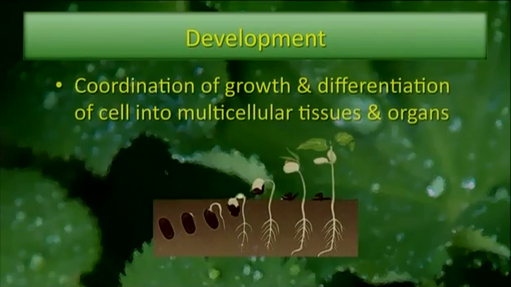Now, development. Development is the coordination of growth and differentiation of the cell into multicellular tissues and organs. So what regulates development? What determines where and when growth and differentiation occurs? It depends on the organism's genes, and it depends on the environment. Here's the nature and nurture thing again.